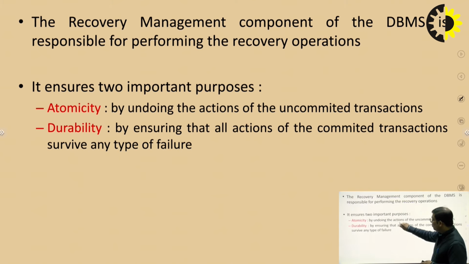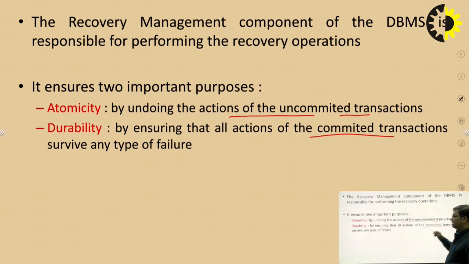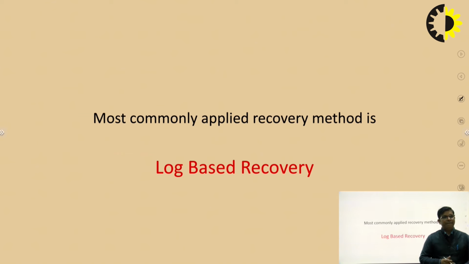Atomicity is ensured by undoing the actions of uncommitted transactions. If any transaction fails before the commit operation, then it undoes the uncommitted operations or uncommitted transaction. Durability is ensured by making sure that the actions of committed transactions survive any type of failure. Consistency means that if we recover the database, we can recover it to its recent consistent state.